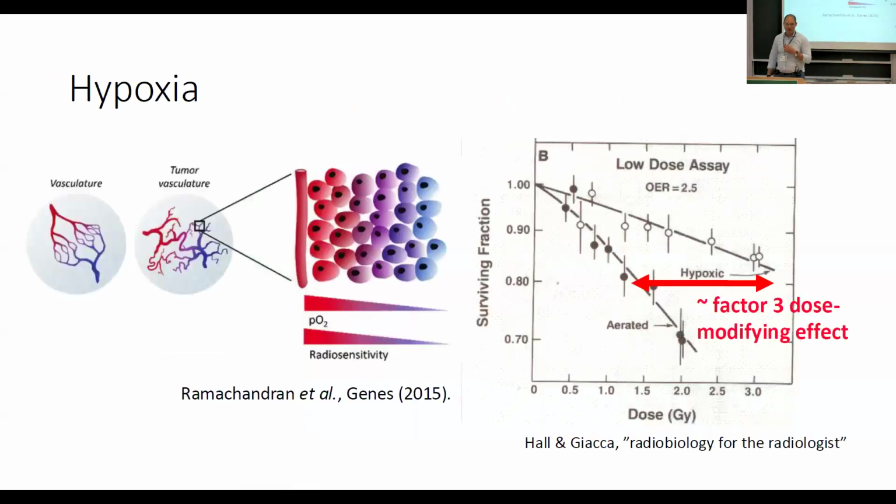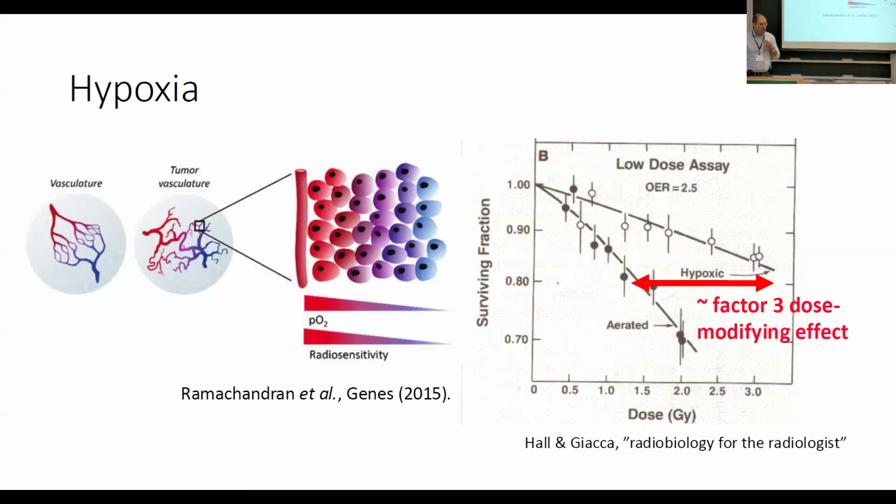So hypoxia is something that I've been thinking about for a long time. It's a state of low oxygen that often exists in solid tumors. And we know that it has a profoundly significant effect on radiosensitivity. So up to a factor of 3 dose modifying effect, if you have a low oxygen environment, and that's just the physics of how radiation interacts with DNA to kill cancer cells. And so this has been one of the great problems in radiation therapy.